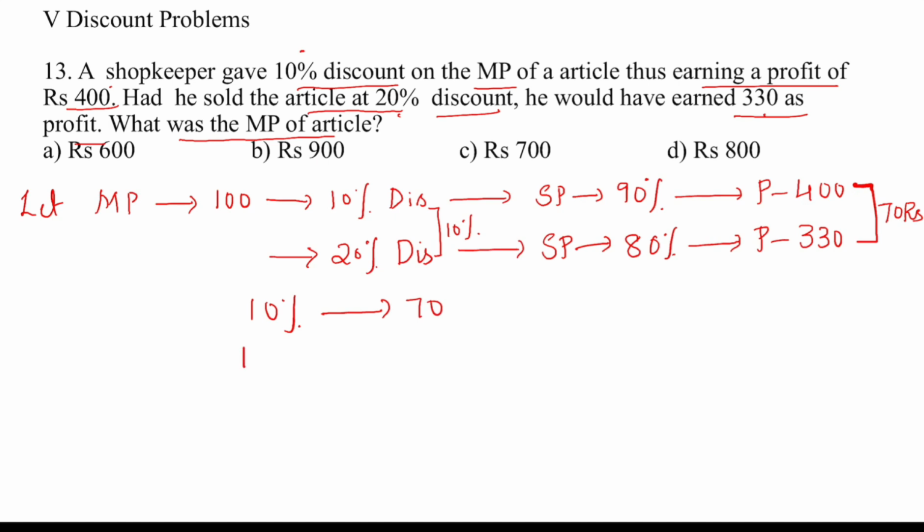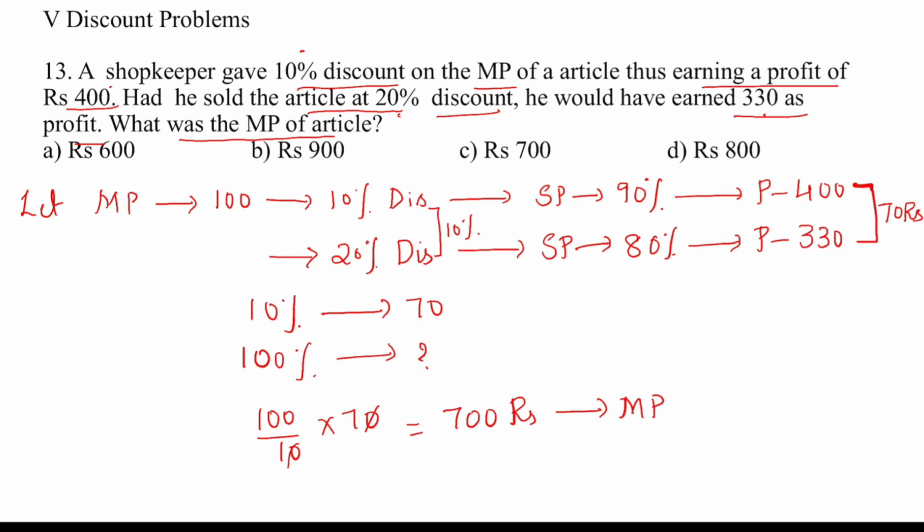Therefore 100% is how much? 100% is our marked price, isn't it? So 100 divided by 10 into 70, the zeros cancel, 10 sevens are 70, so it is 700 rupees. Therefore the marked price was 700 rupees. Okay, option C is the answer. Next problem.